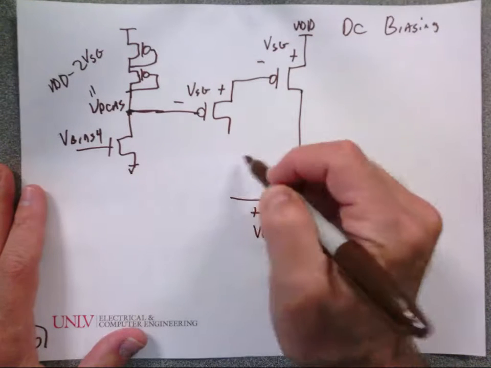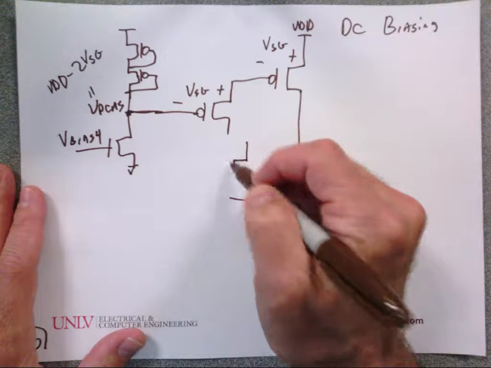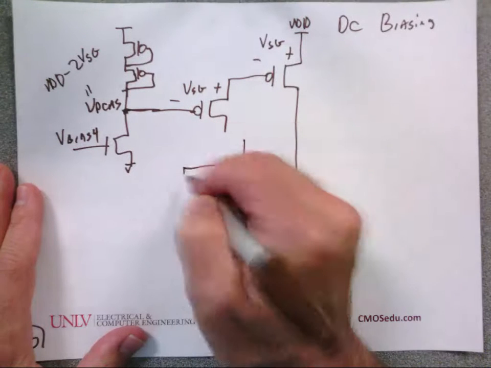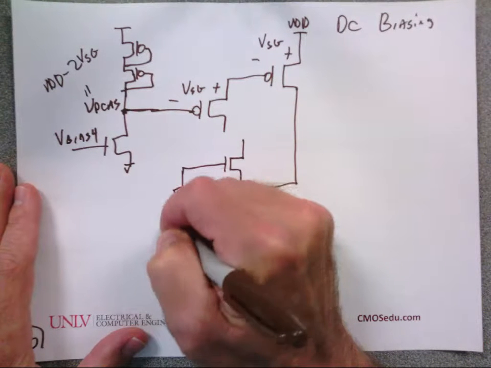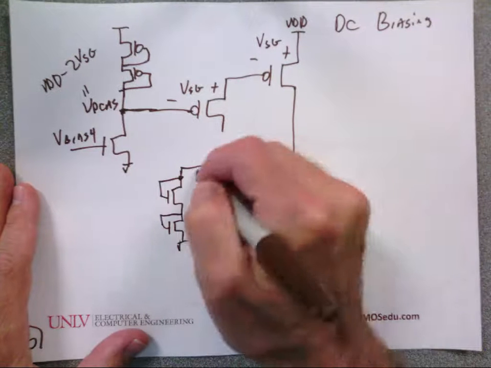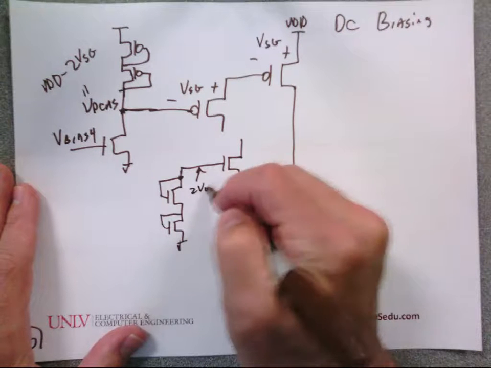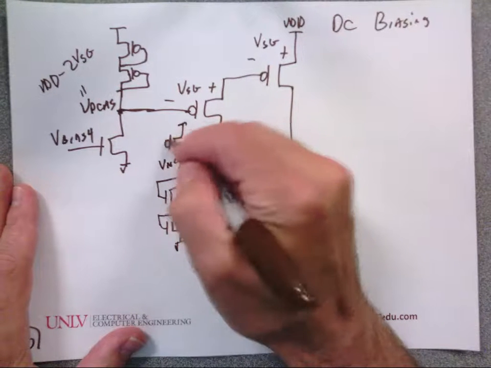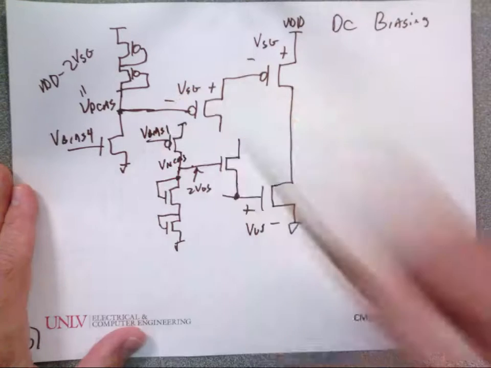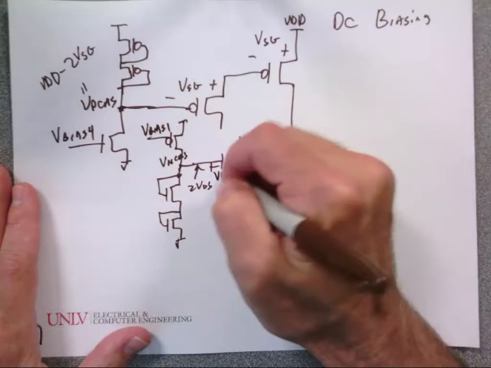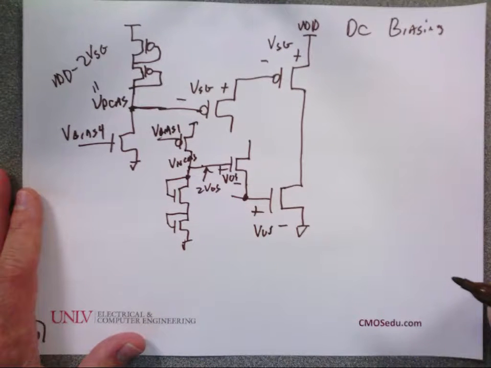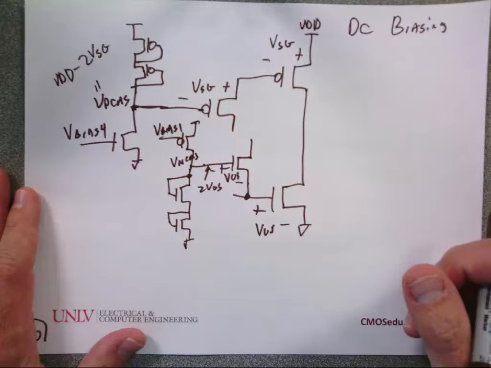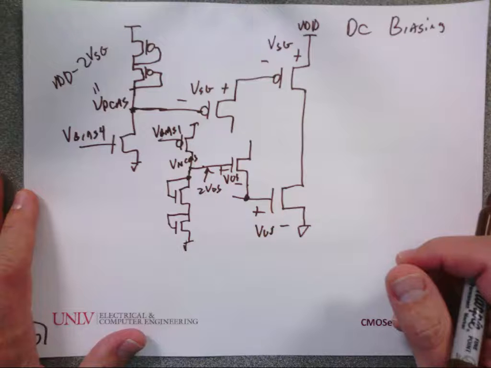Okay, then I'm going to come over here and I'm going to connect this to a, which I'm going to call that 2VGS or VNCAS, and I'm going to connect that up to a PMOS. So I get a VGS here and a VGS there. Okay, but there's no current flowing in those, so how do I get them to bias up correctly?